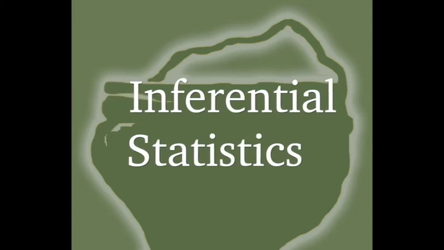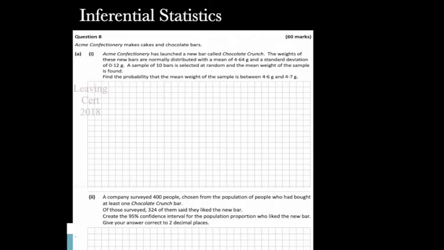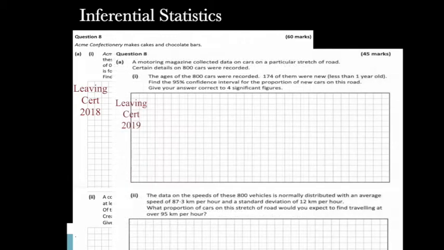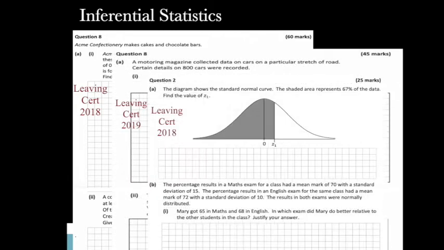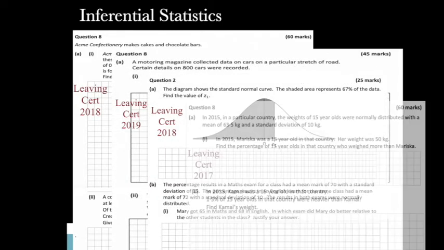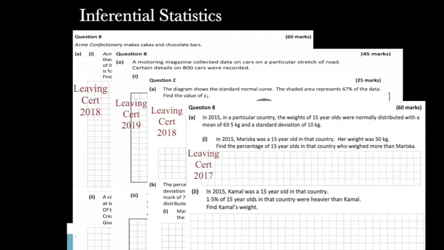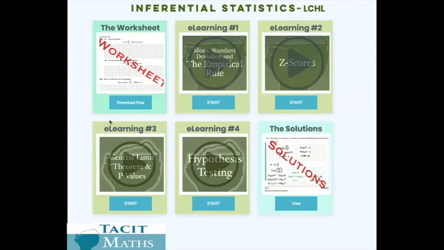Let's have a look at inferential statistics in Tacit Maths. Similar to calculus in paper 1, inferential statistics is a guaranteed 50-mark question in paper 2. It's come up every year since the Leaving Cert has been implemented. So it's obviously one of the most important things that you need to have a good grasp of in paper 2.